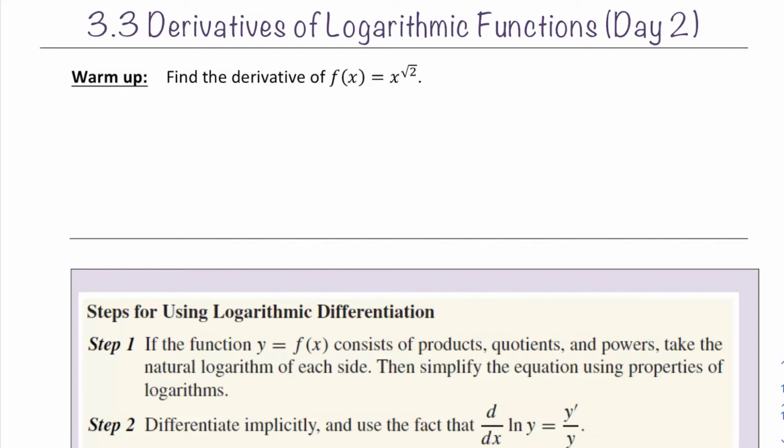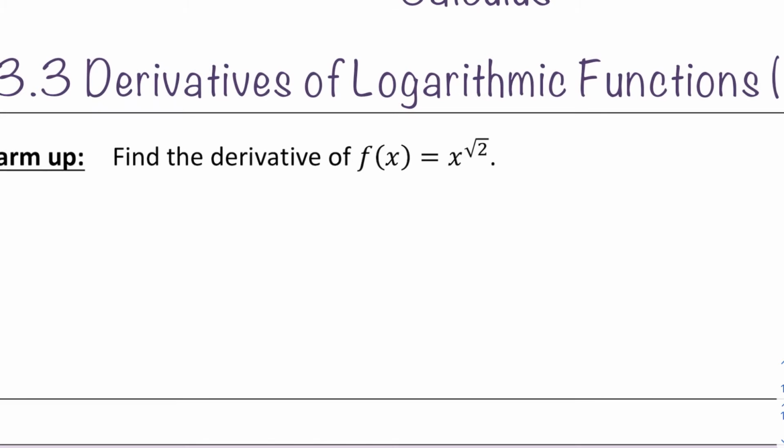So we talked about derivatives of logarithmic functions. Today we're going to use logarithms to make differentiating some functions easier, even if the original doesn't have a logarithm in it. But to start with the warm-up, if you look at this one, it's just a nice regular power function, except our exponent's square root 2. So my derivative is going to be square root 2 times x raised to the square root 2 minus 1 power.